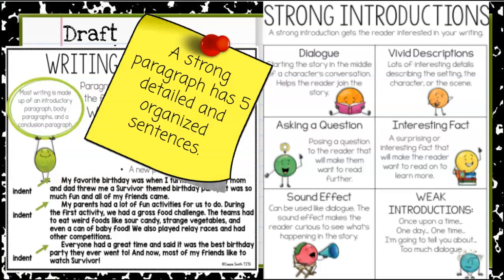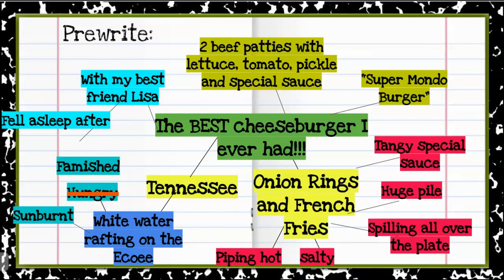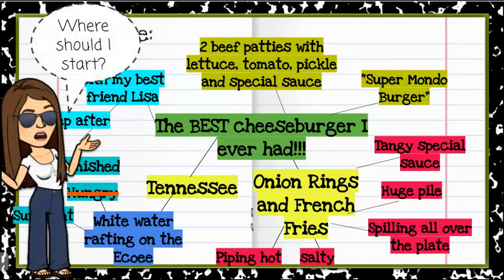I think I know what I'm going to do. Let's go ahead and start this draft. Okay, looking at my pre-write, I am going to start. Ooh, how about right here? Whitewater rafting on the Ocoee. Okay, here we go. The best cheeseburger in the world.